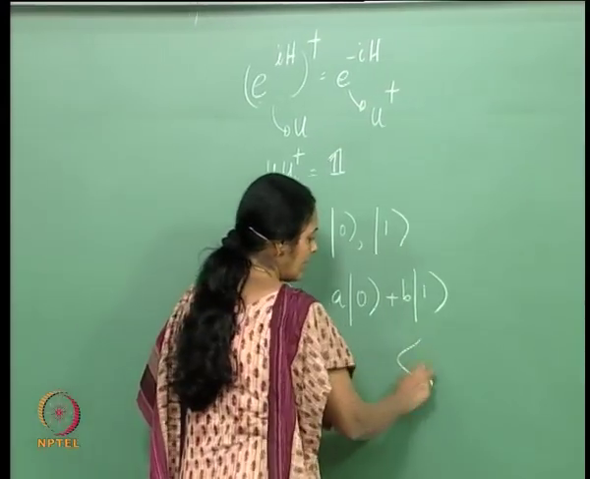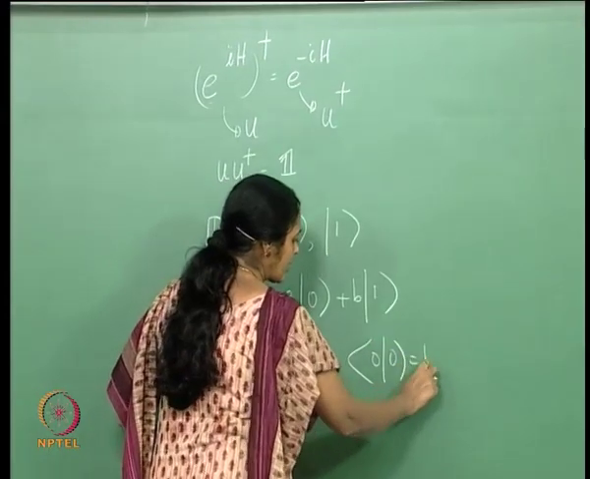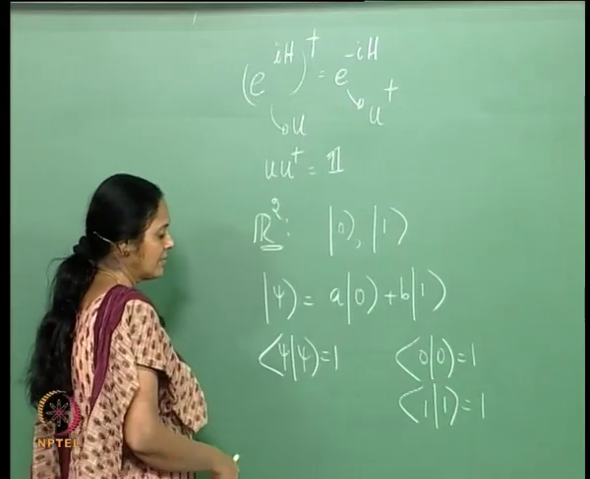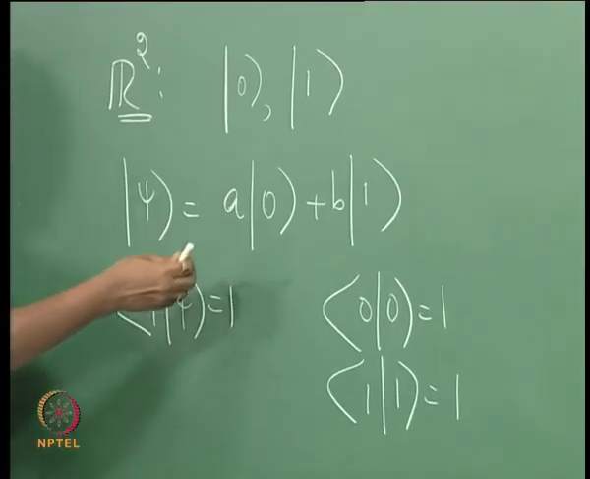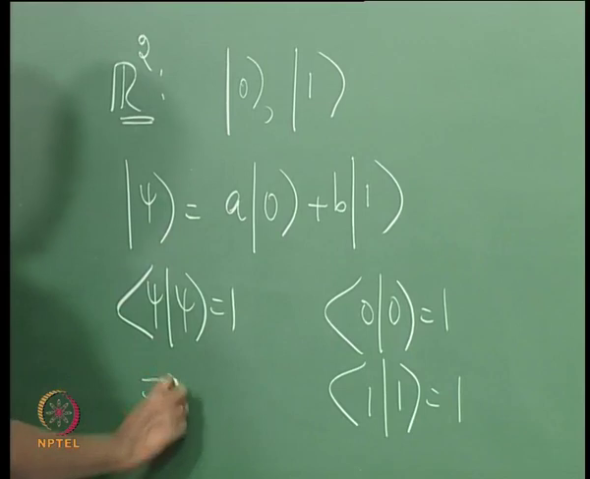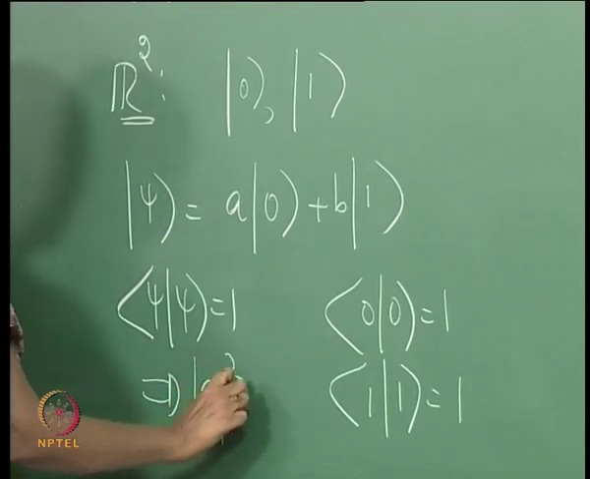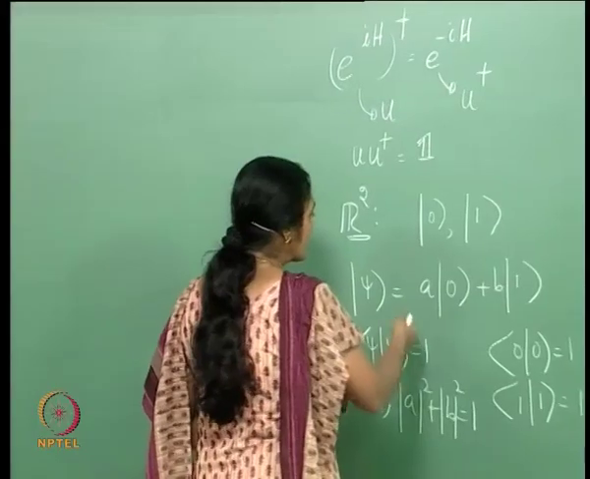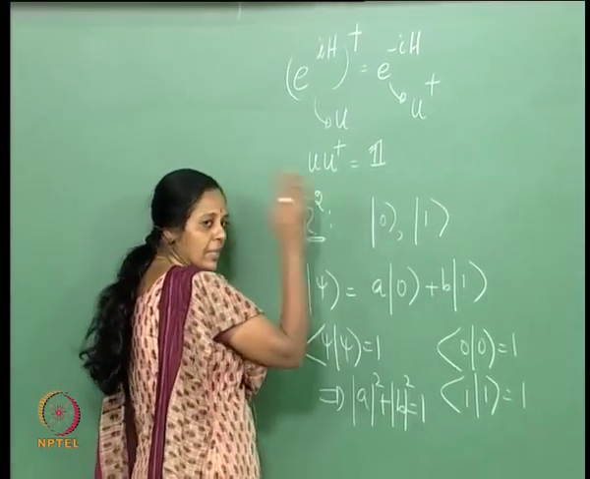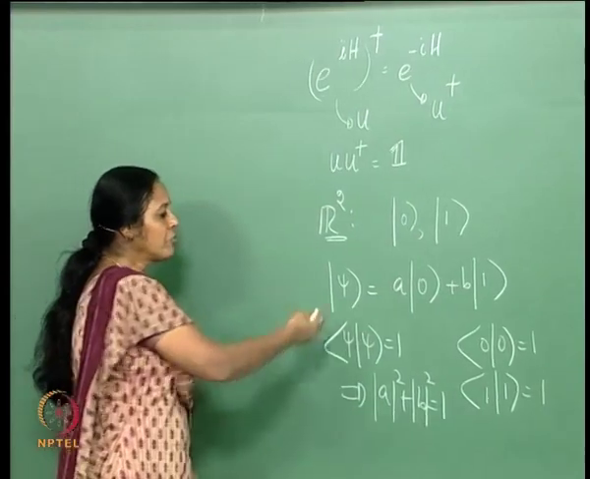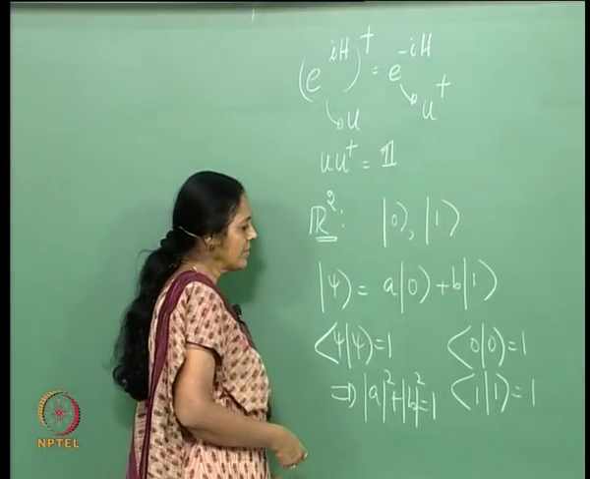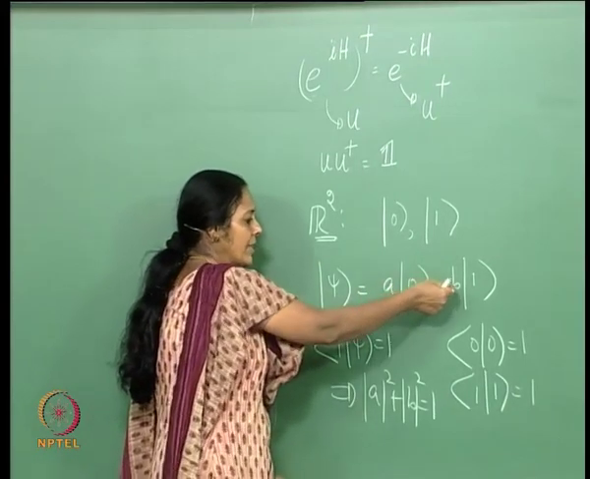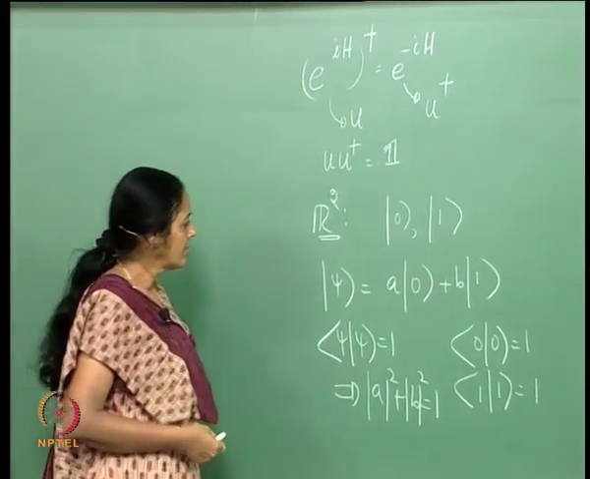Suppose psi were normalized to 1. And given that these states are also normalized to 1, it's clear that modulus of A squared plus modulus of B squared is 1. And since A and B could in general be anything, I can form several superpositions. So, several qubits are possible given the basis states ket 0 and ket 1.